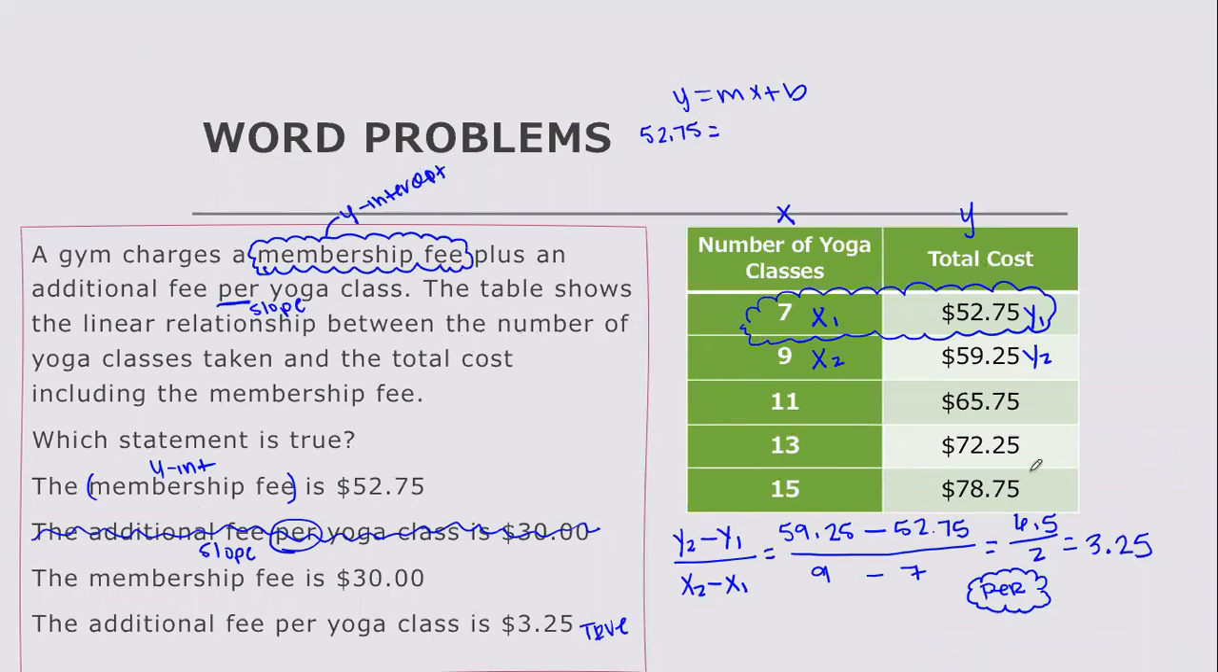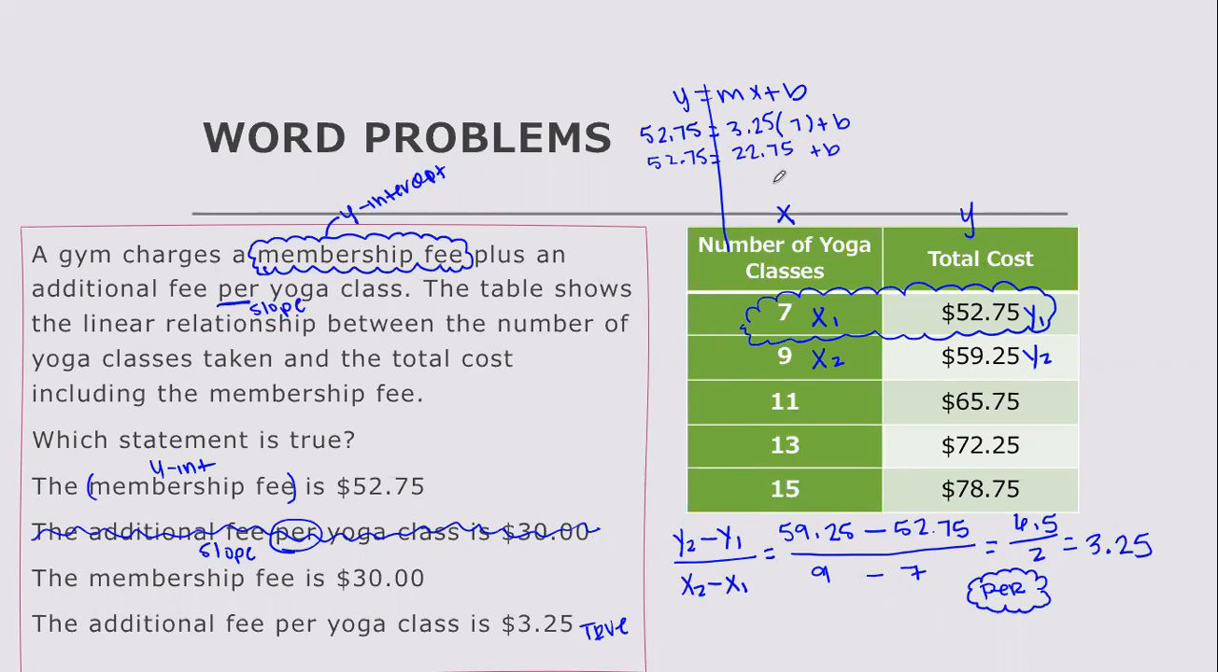My slope that we found is 3.25. And please remember, you get a calculator, so don't let all the decimals freak you out. The x value is 7, and we're looking for our b value. So 3.25 times 7 is 22.75. So I'm going to bring down the 52.75 and the plus b.